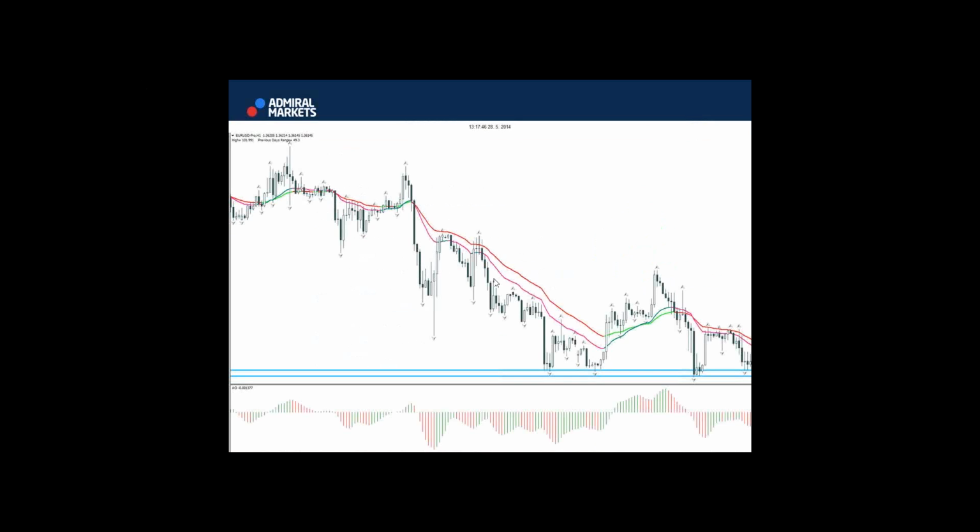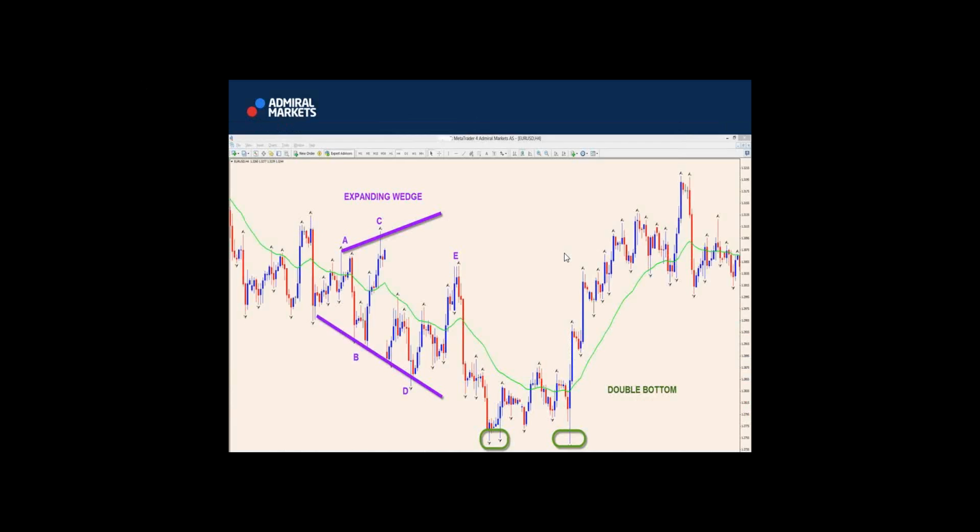Here's an example of euro-dollar. This is a key level. These key levels here, price couldn't break through it. Support, stopping price from continuing in this downtrend. Double bottom, price stopping, the bottom stopping price and reversing back to the upside.